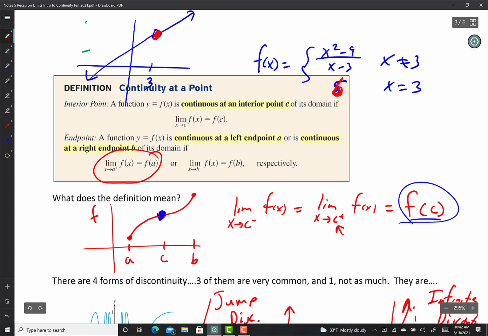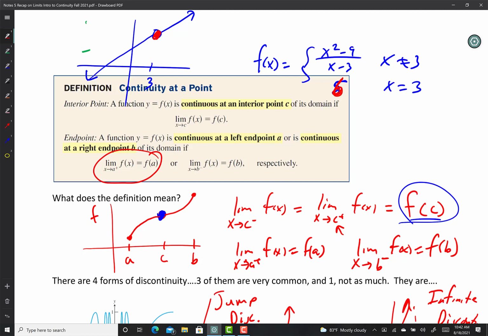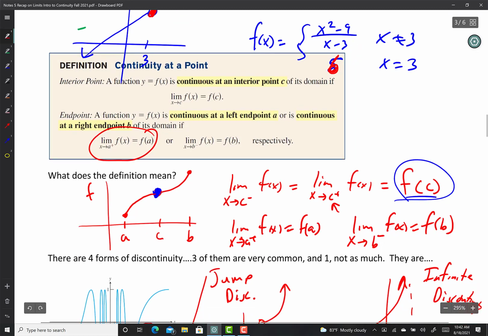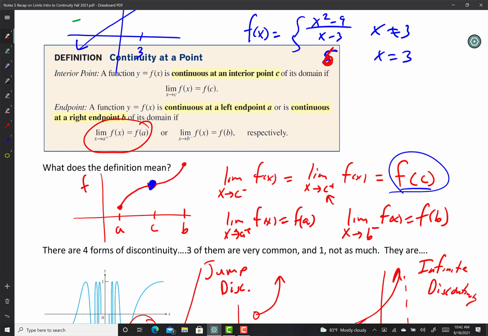As you can see, limit as x approaches a. There's only one way to approach a, from the right-hand side of this function, and that equals f of a. And limit as x approaches b. There's only one direction for b, from the left-hand side, and that approaches f of b. So endpoints are continuous by definition. Cool? Okay. Any questions on that?